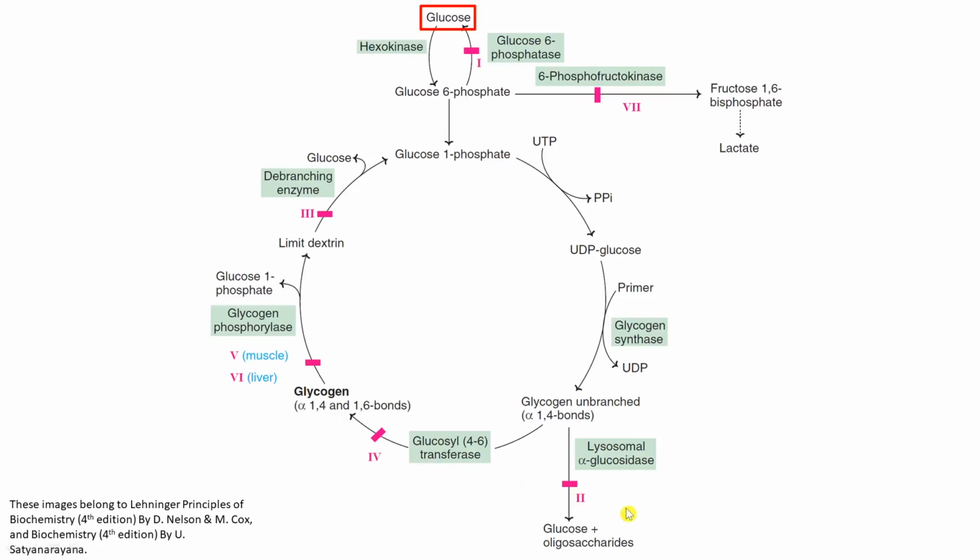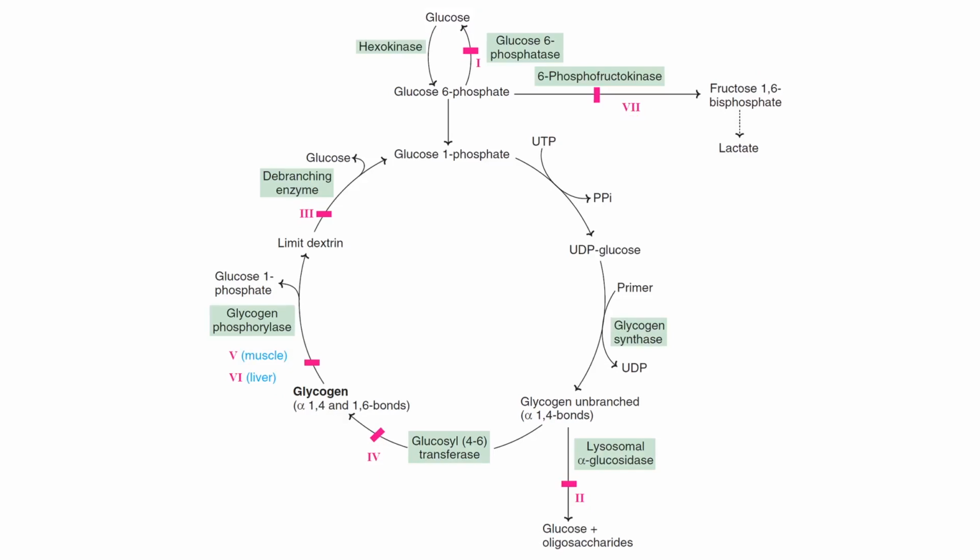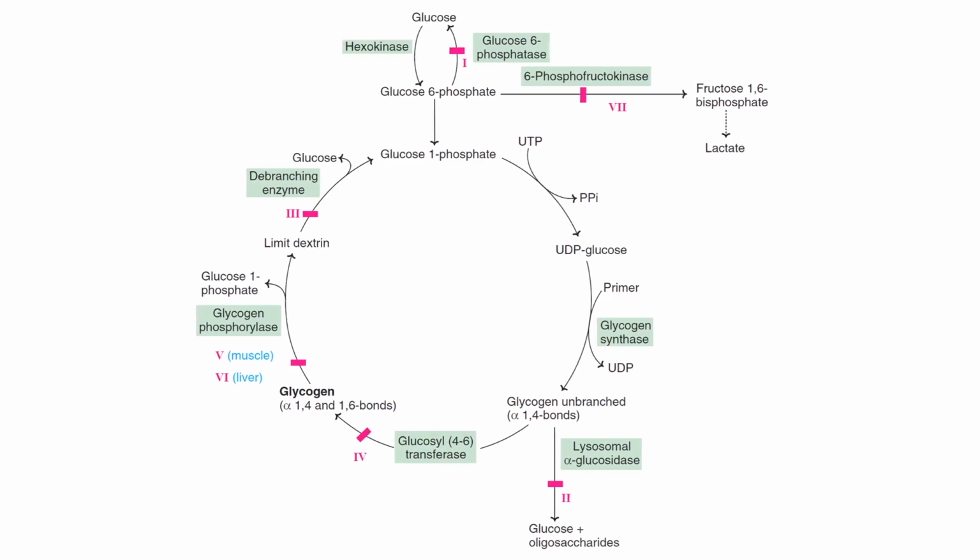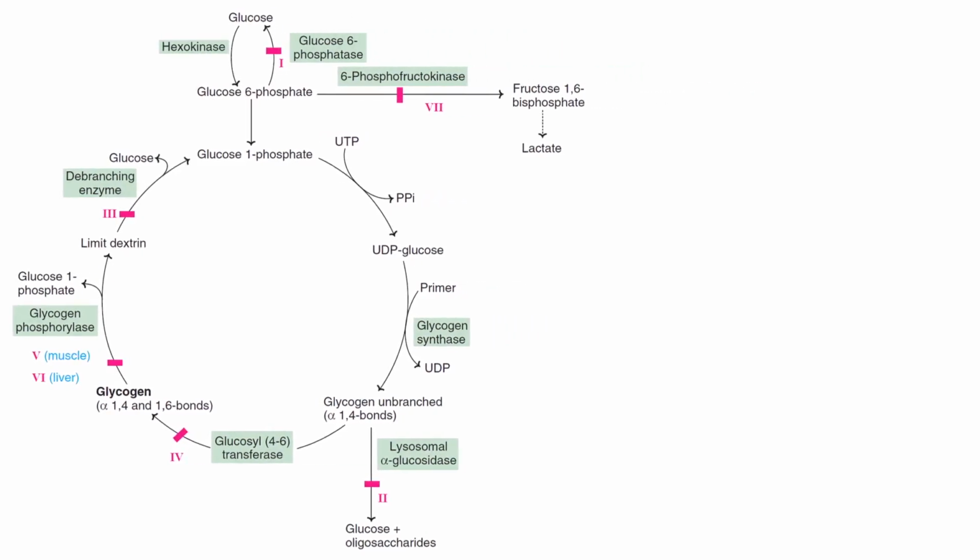Similarly, there will be type 2, type 3, type 4, type 5, type 6 and type 7 glycogen storage diseases, which we are going to discuss further. Now, in order to discuss the glycogen storage diseases, let us take this cycle towards left hand side, so that it will be easier for us to discuss the glycogen storage diseases towards right hand side.